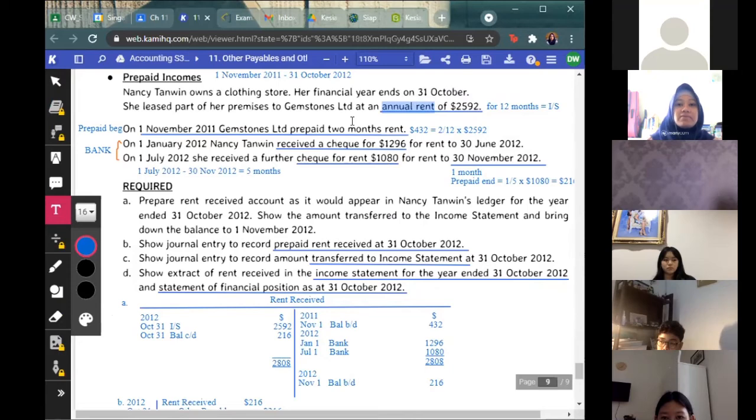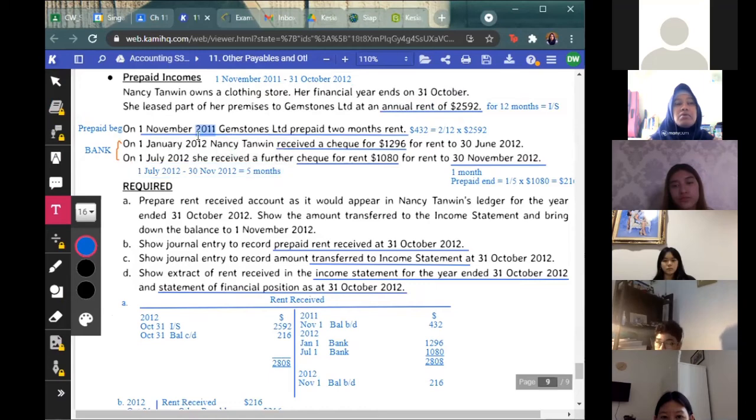So previously you were never given information of annual. You were only given information with balance beginning, bank, or CD. Now you are given annual. So it's extra information for you, okay? Next, on 1 November 2011, they gave you the year. If the ending is 31 October, the next day is 1 November. So this 1 November 2011 is showing your accounting period. And then it must be 2012 for the ending year. Okay, Clarine?